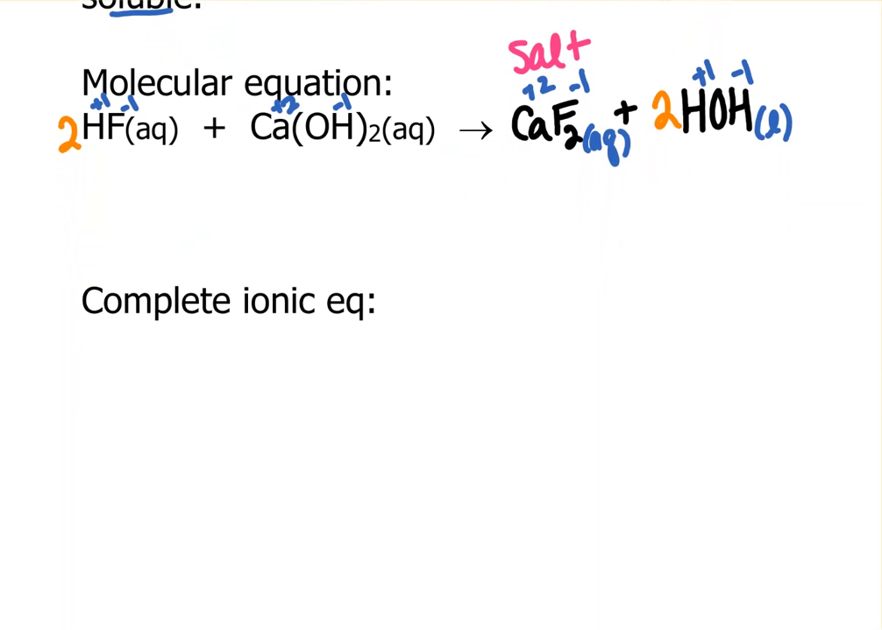Okay, next step, we're going to write the complete ionic equation, and that means I'm going to break apart into ions anything that's a strong electrolyte. So let's just start at the beginning. HF, is that a strong electrolyte? Well, it is an acid, but it's not one of our 7 strong acids. So I'm going to leave that intact.